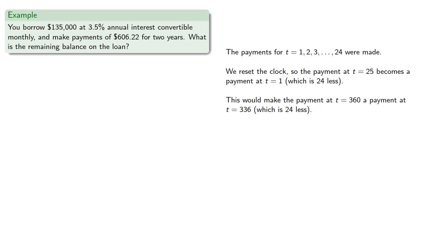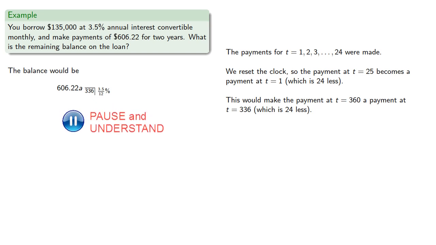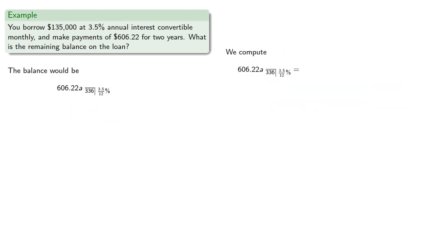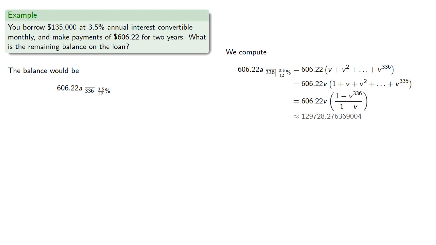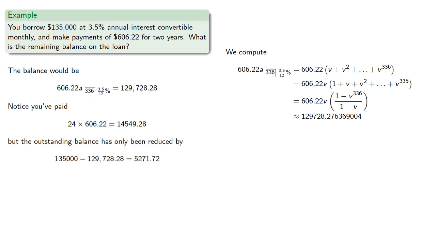And so the balance would be 606.22 a angle 336 at 3.5/12% interest. And we compute. Now, notice that you've paid 24 times 606.22, or $14,549.28. But the outstanding balance has only been reduced by about $5,000. And that's because most of your payment, when the balance is this large, goes to paying off the interest.